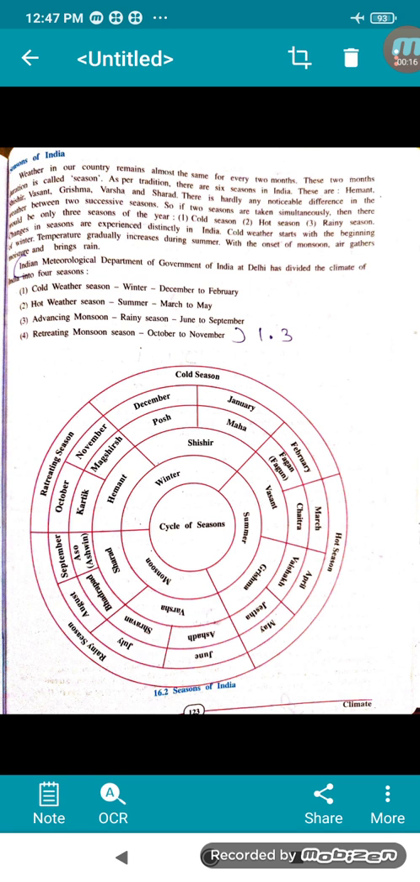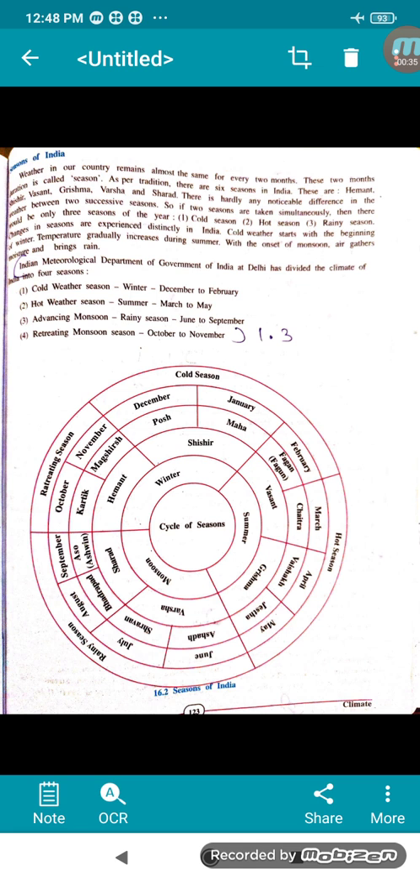Now, weather in our country remains almost the same for every 2 months. This 2-month duration is called a season. As per tradition, there are 6 seasons in India. If you see this picture 16.2, you will be able to know how the cycle goes.